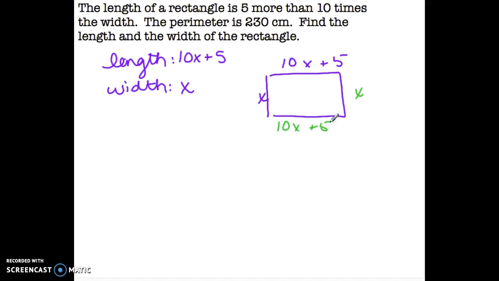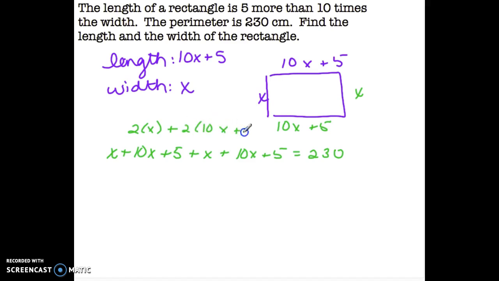So you might start your equation in a few different ways. You might just do x plus 10x plus 5 plus x plus 10x plus 5. That all has to add up to 230. That's one option. You could also do, of course, 2 times x plus 2 times 10x plus 5, the quantity, equals 230. Do an equation that seems comfortable to you and one that you can figure out.